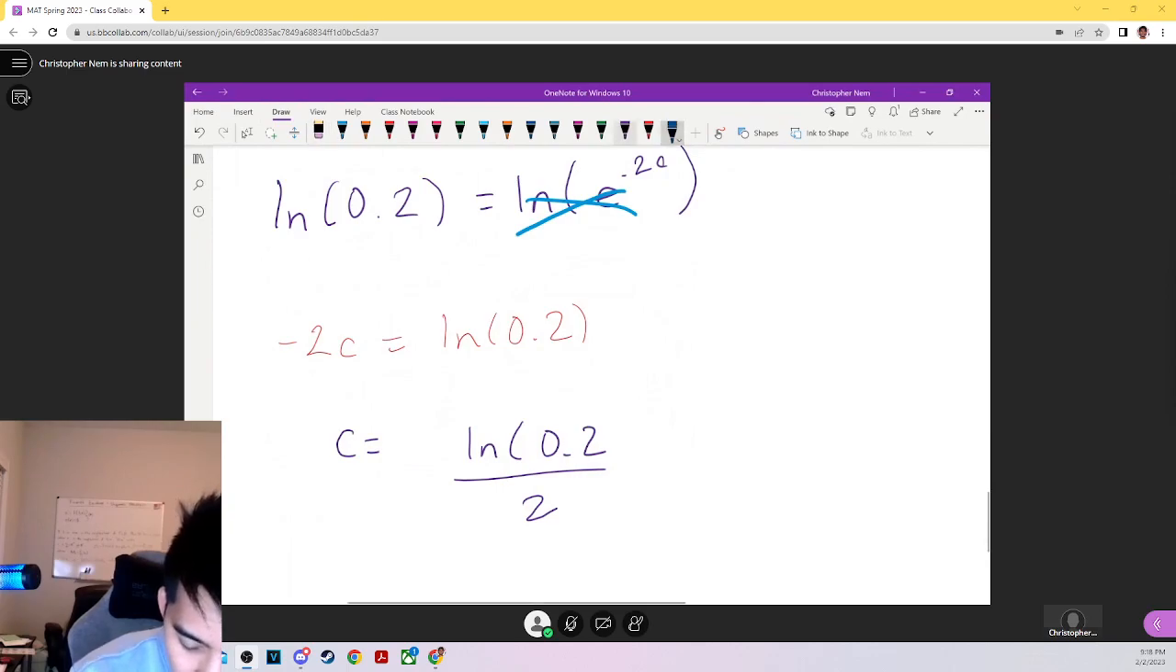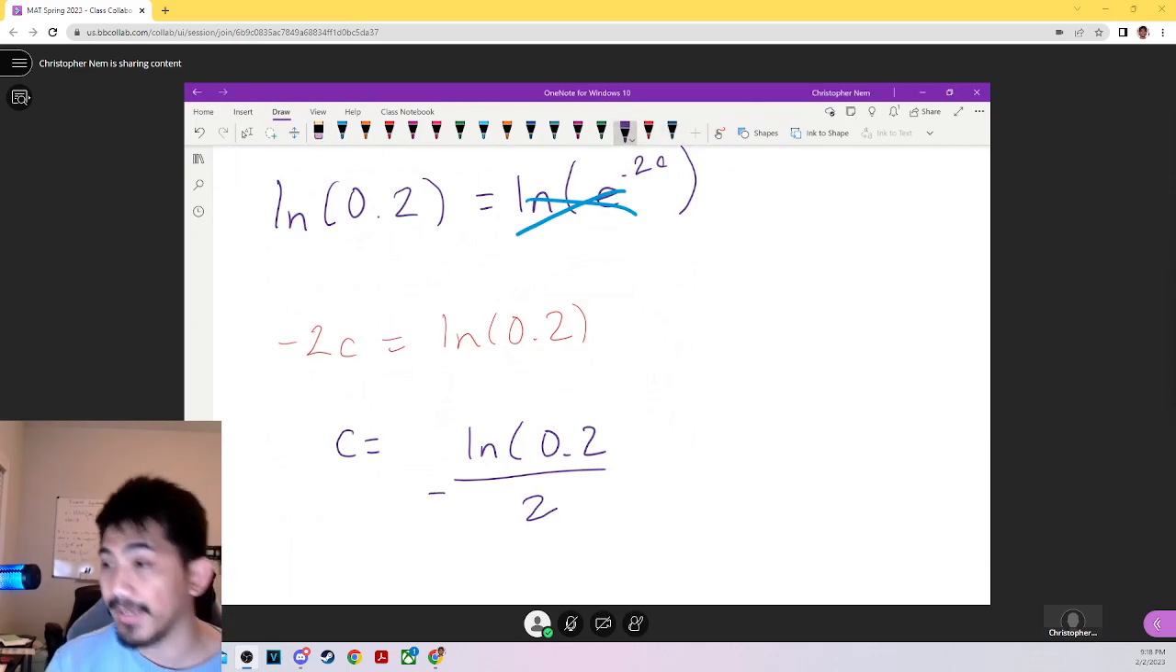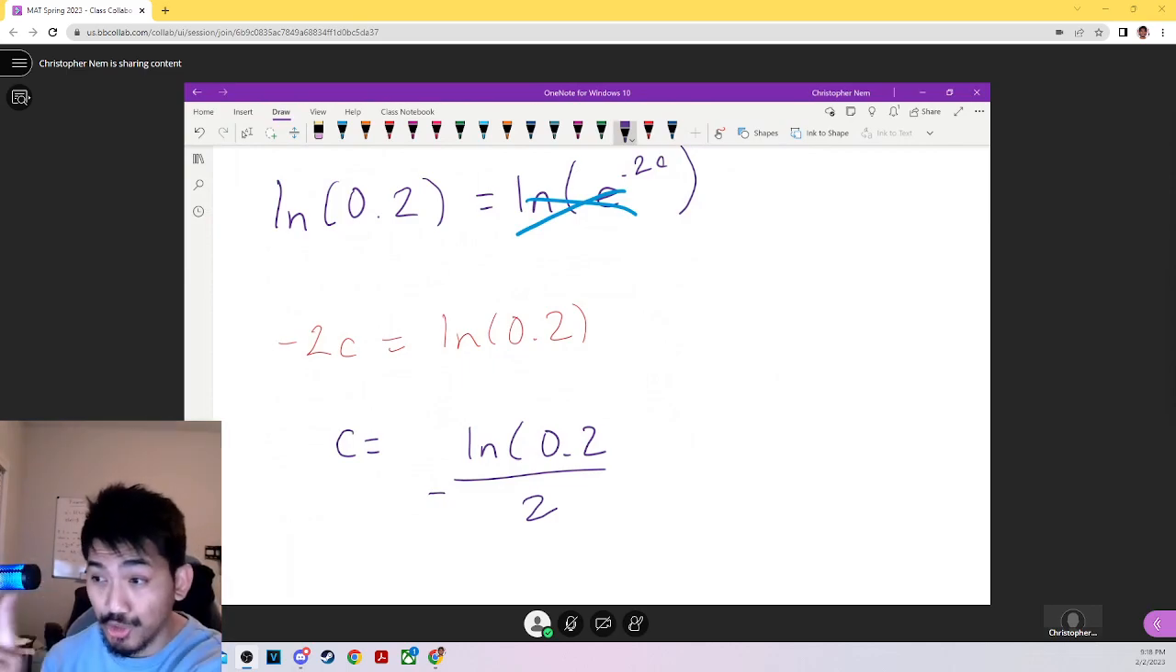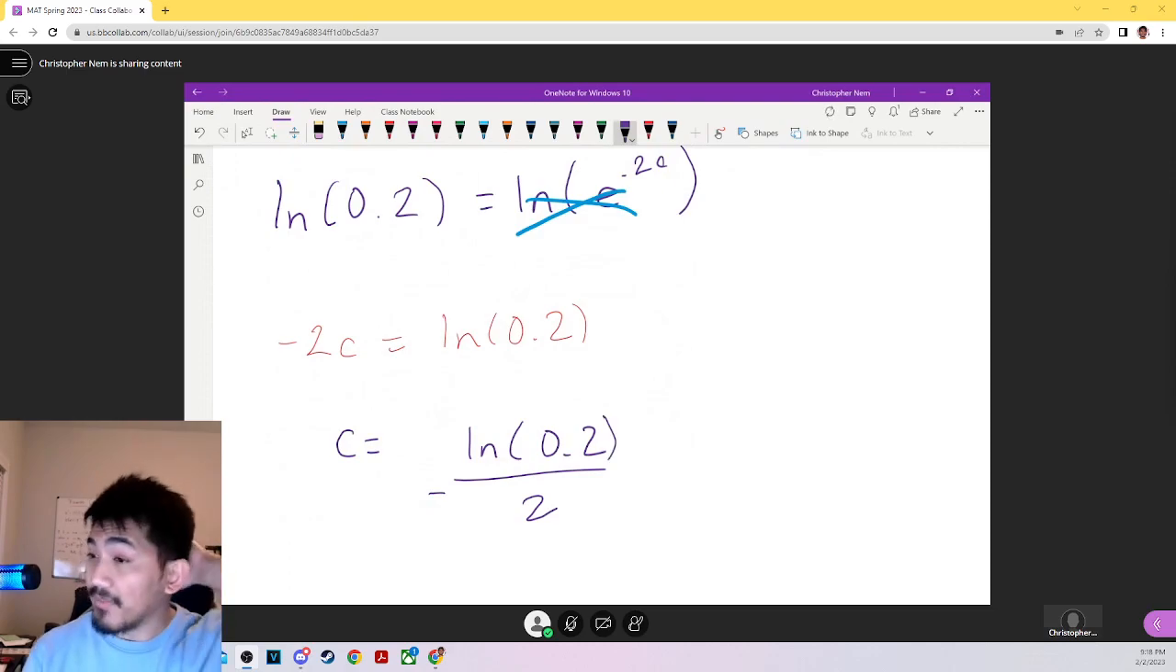I'll put the negative here. You can put the negative anywhere you want, really. I don't really care. All right, so you have that. Great. Now remember, c has to be strictly positive. Is this a positive number? You have to check it. ln of 0.2 is a negative number in that case. So we have a negative divided by negative 2, which is going to be positive. So it does check out that c is positive. That's nice.